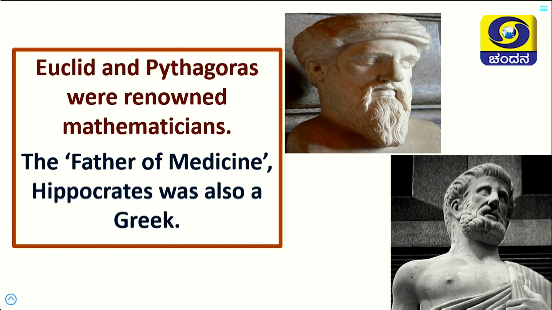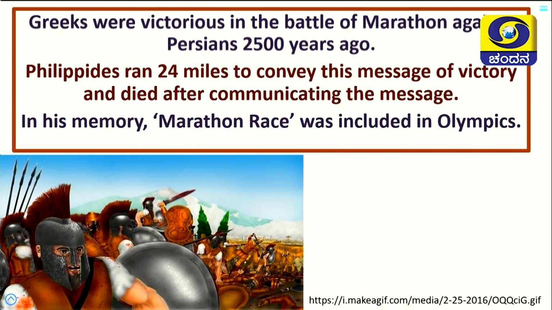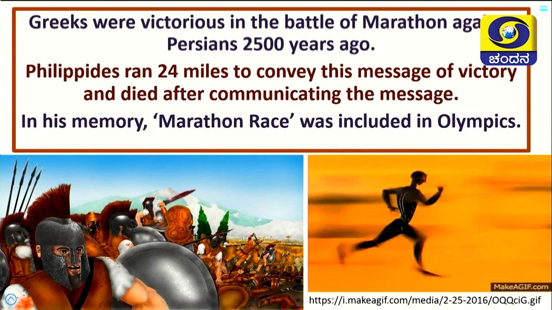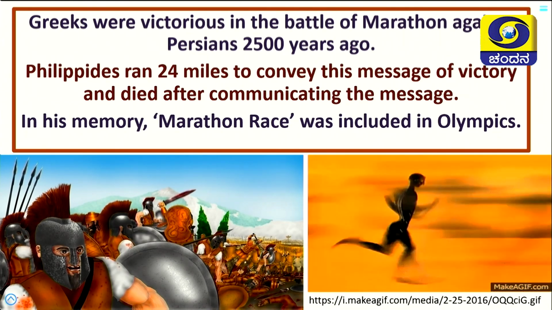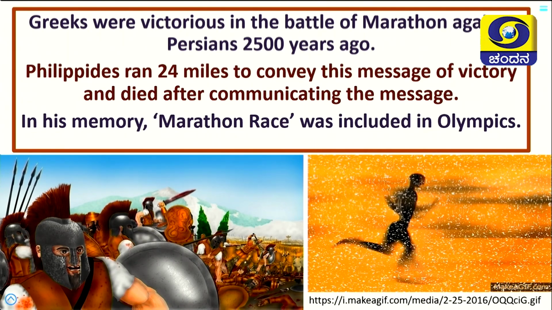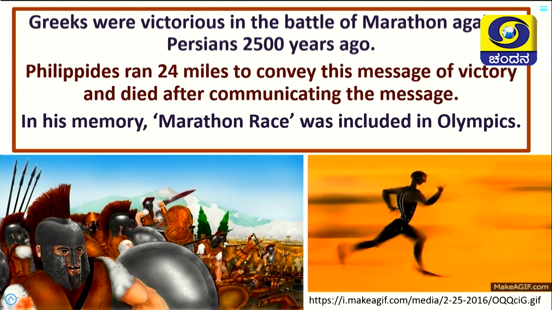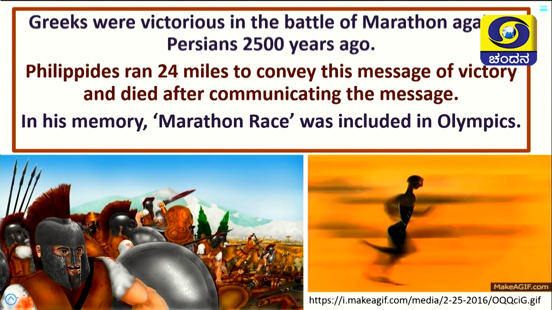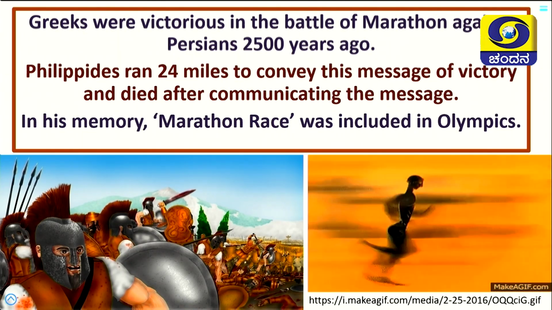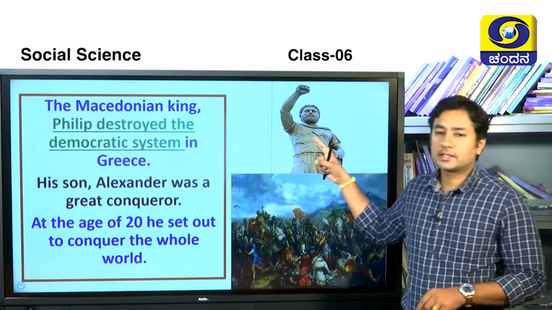He looked like this. Next, the Greeks were victorious in the Battle of Marathon against the Persians about 2500 years ago. We have learnt it now. Philippides was the name of one soldier. He ran 24 miles to convey this message of victory, and after conveying the message, he died in Athens. So, in his memory, even today in the Olympic Games, we have one competition called the marathon race.